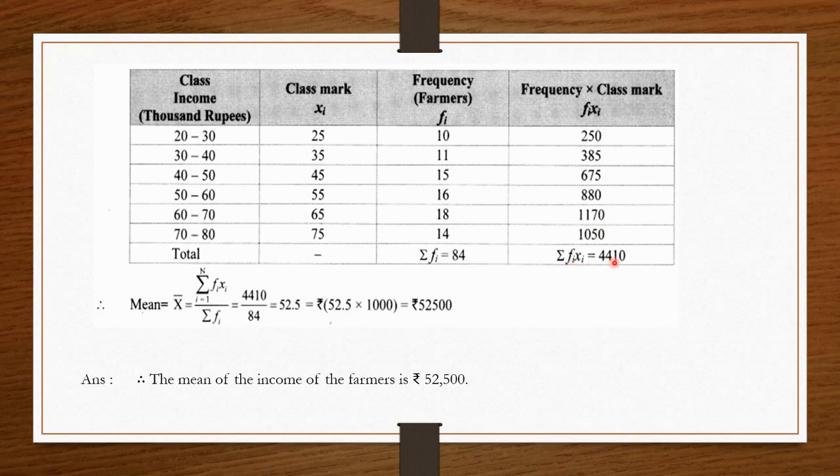In the direct method, mean X bar is equal to sigma i equal to 1 to n Fi Xi upon sigma Fi, that is equal to 4410 upon 84, that is equal to 52.5. And this income is given in thousands. Therefore the answer is multiplied by 1000. Therefore 52.5 multiplied by 1000 is equal to 52,500 rupees. And the last statement: the mean of the income of the farmers is rupees 52,500.